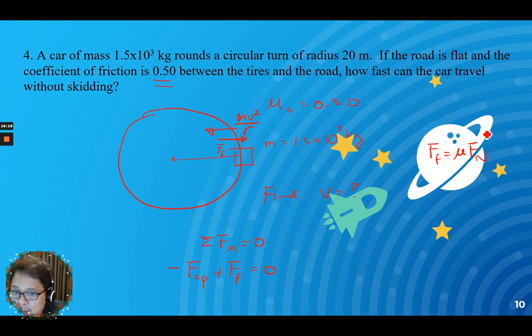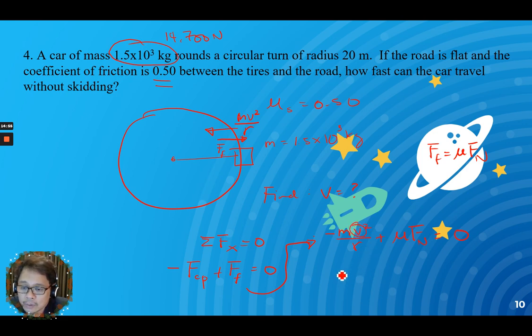Fn is the weight of the car. How do we get the weight of the car? From here. So 1.5 times 10 to the third, we convert that to newtons. That would be 14,700 newtons, so times 9.8. Then we substitute the equation we have for FCP. So the next step here, negative mv squared over r plus mu Fn equal to 0. We would like to solve for v.